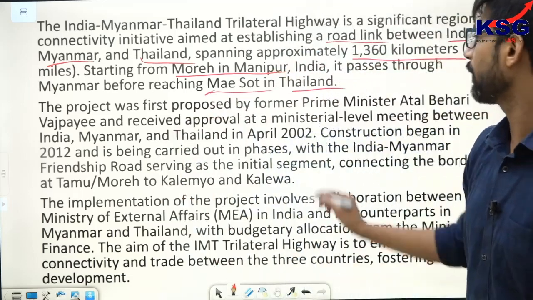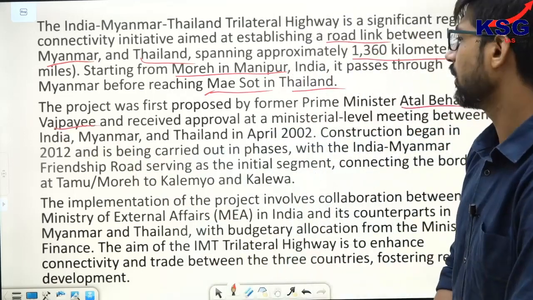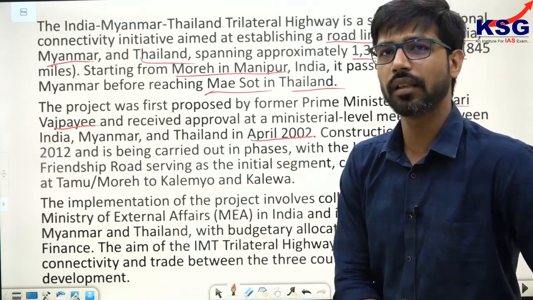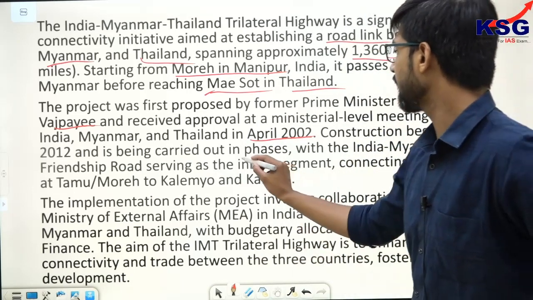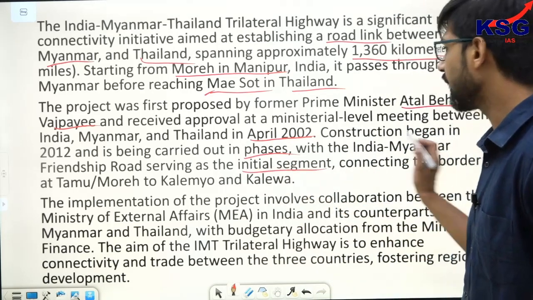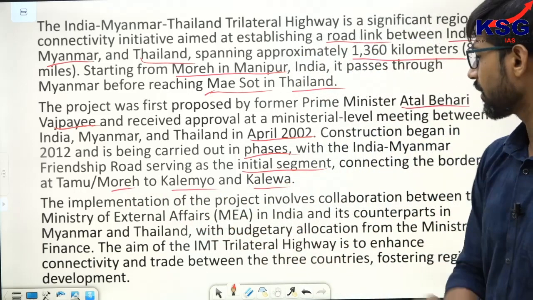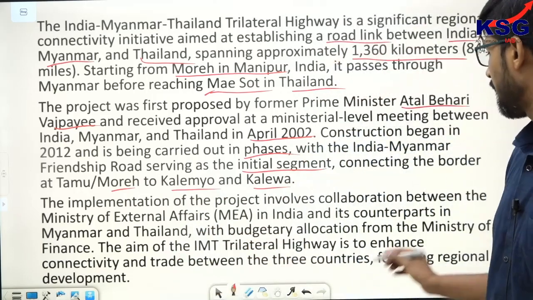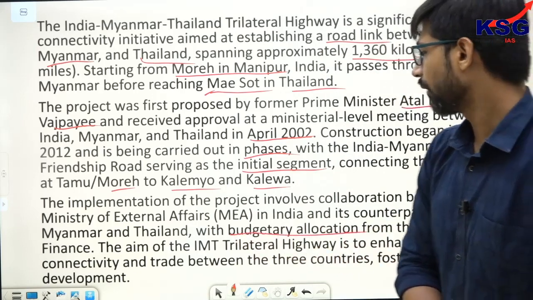The project was proposed by former Prime Minister Shri Atal Bihari Vajpayee, and it received its approval at a ministerial level between India, Myanmar and Thailand in April 2002. So this is quite a project which has been in the works for the last 20 years. The construction began in 2012 and it is being carried out in phases, with the India-Myanmar Friendship Road serving as the initial segment, and finally it is going to also connect Moreh to Kalewa and Kalemyo. The implementation of the project involves collaboration between the Ministry of External Affairs, this is one ministry which is going to be a part of it, and its counterparts in Myanmar and Thailand. And budgetary allocation from the Ministry of Finance is also going to be there.